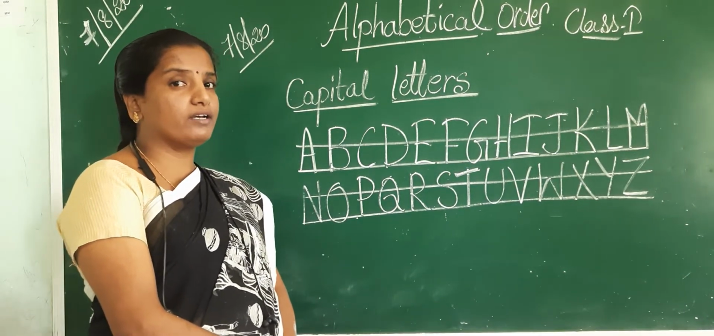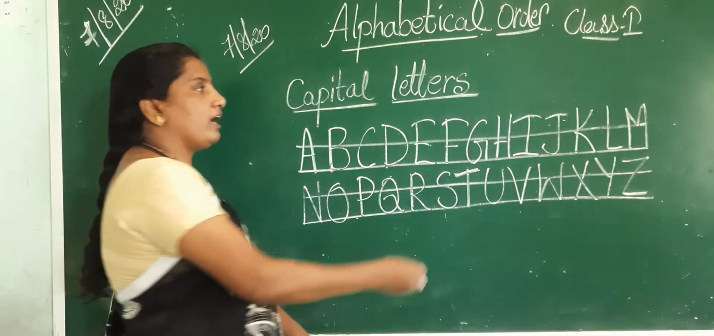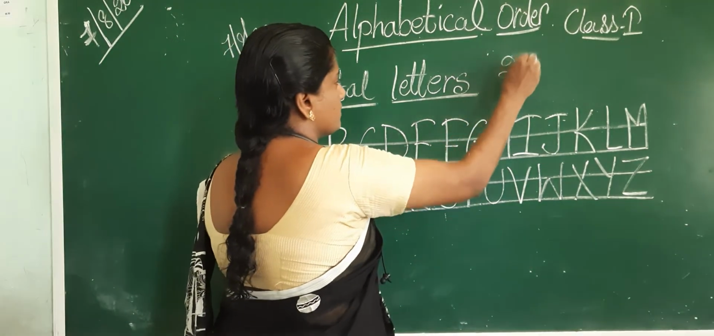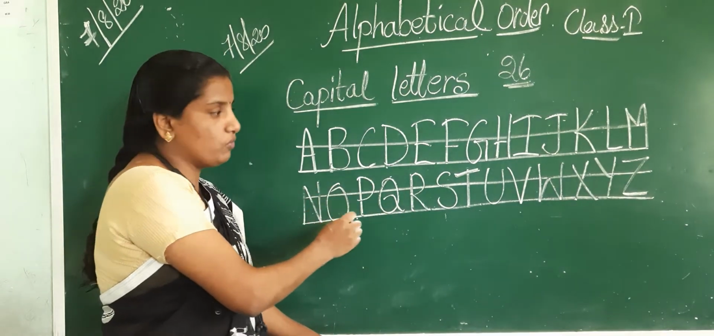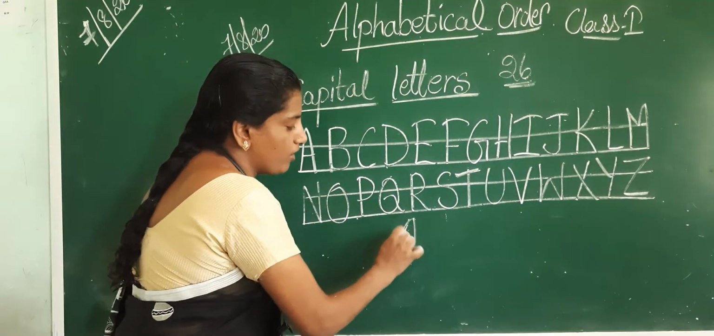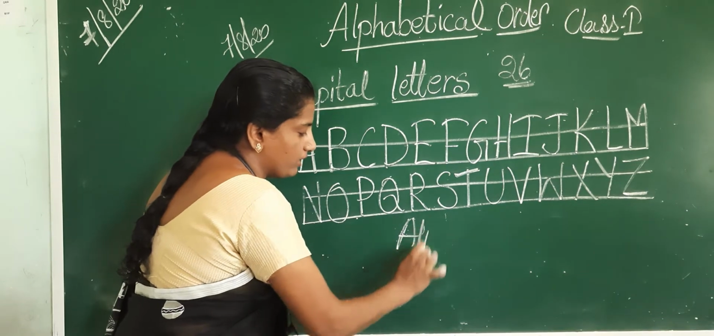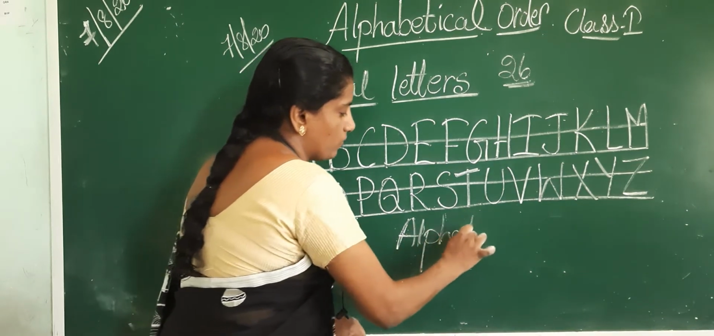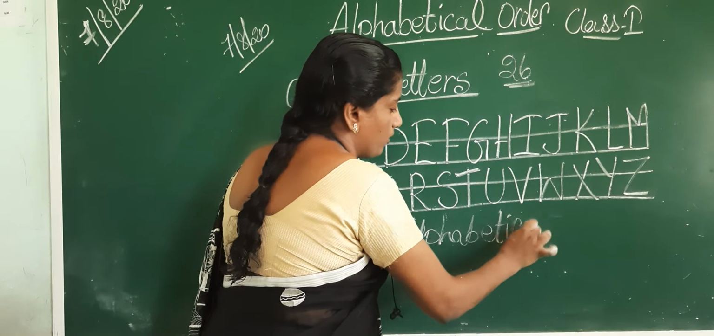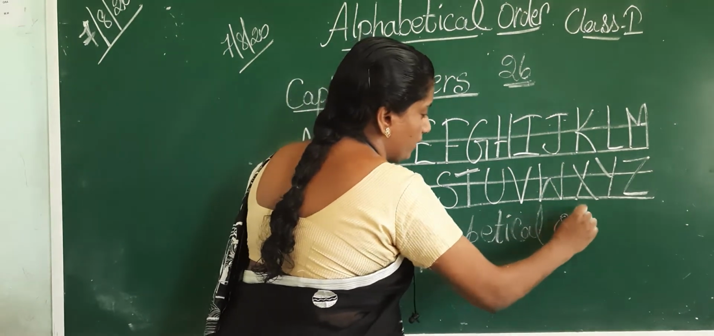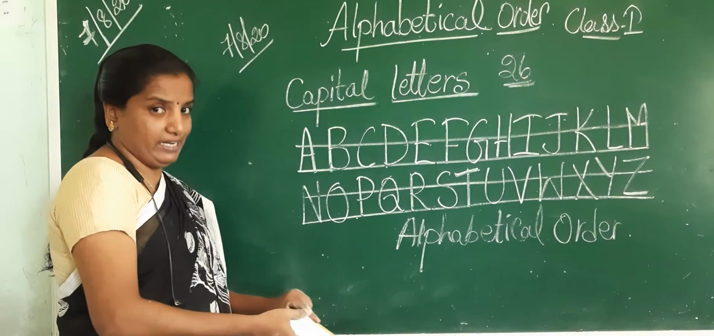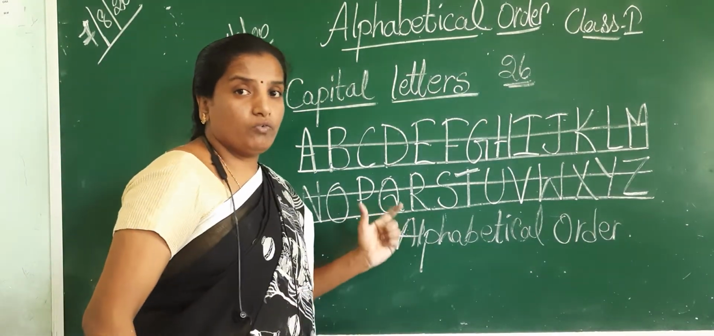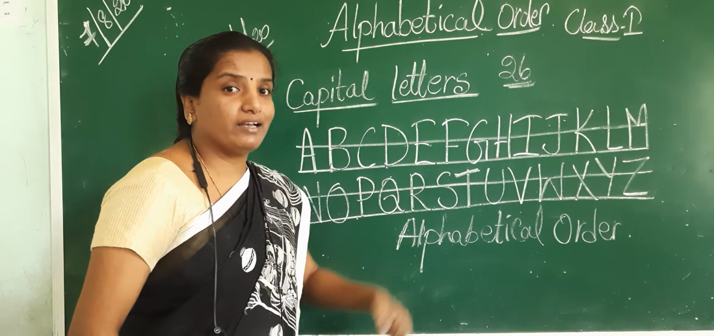What is an order? See children, there are 26 letters in the English language and the order given to you is known as alphabetical order. I already wrote the alphabetical order on the board, children. Let us revise again. What is the alphabetical order?